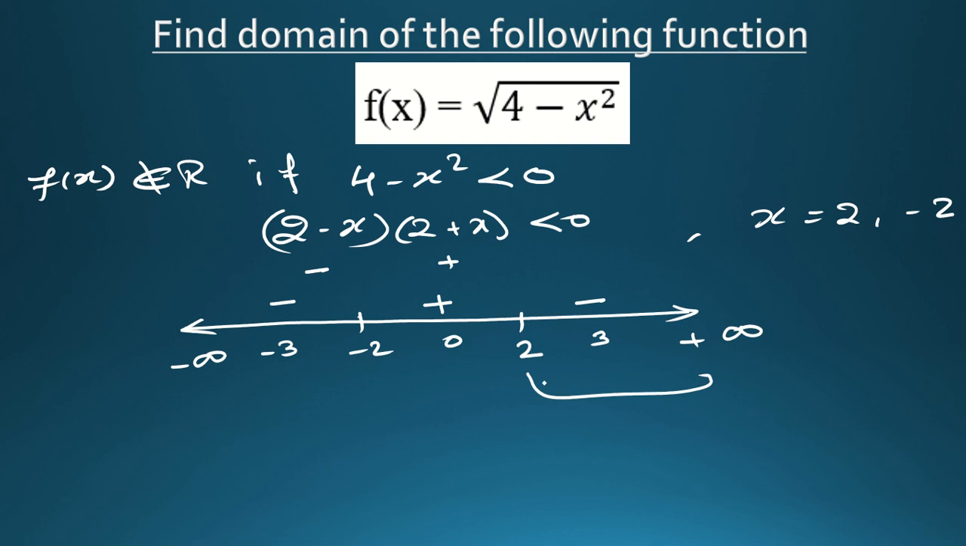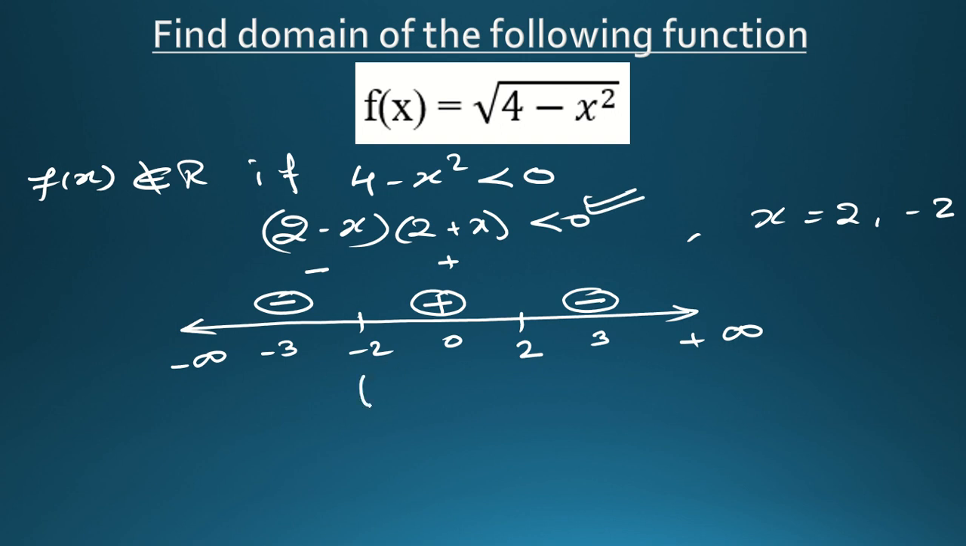So what we can see here: from minus infinity to minus 2, the function is negative. From minus 2 to 2, the function is positive. From 2 to infinity, the function is again negative. And for negative, we have taken that the function will not be defined.